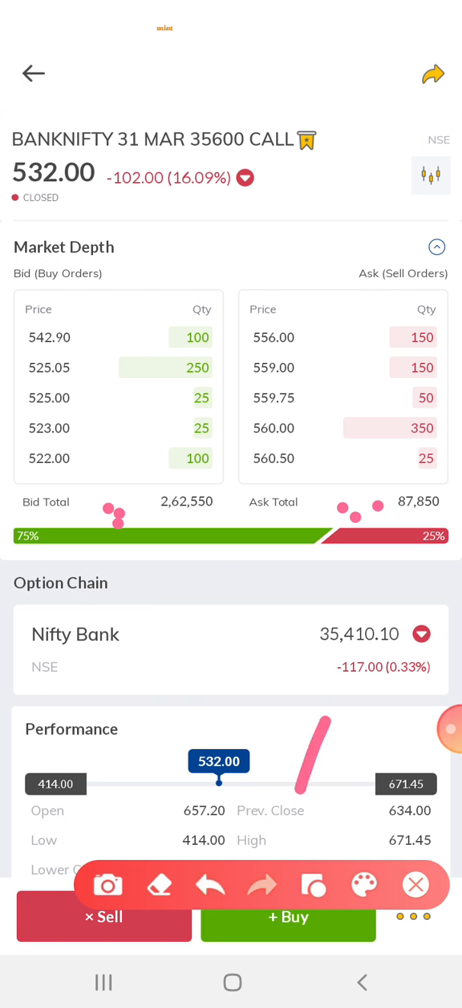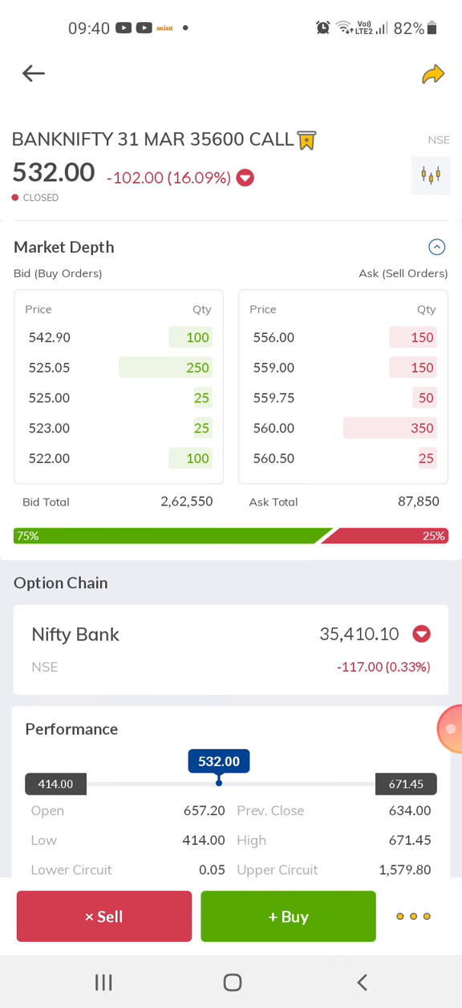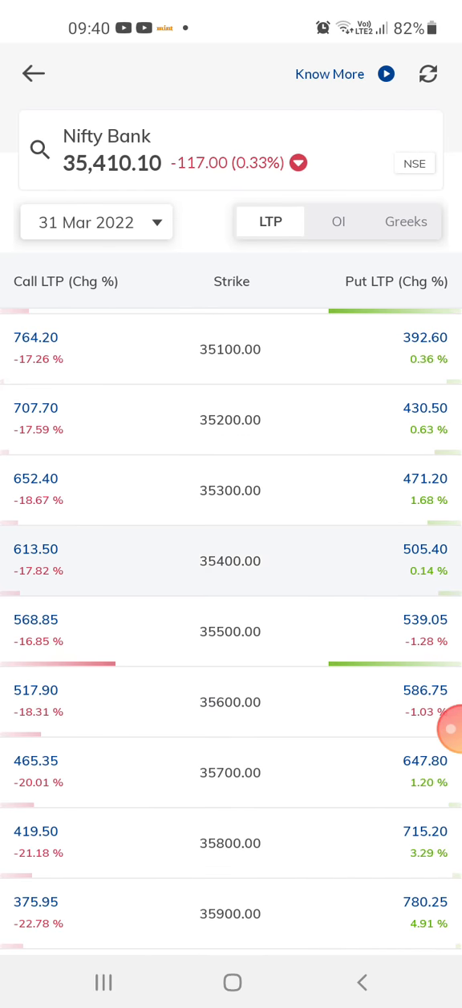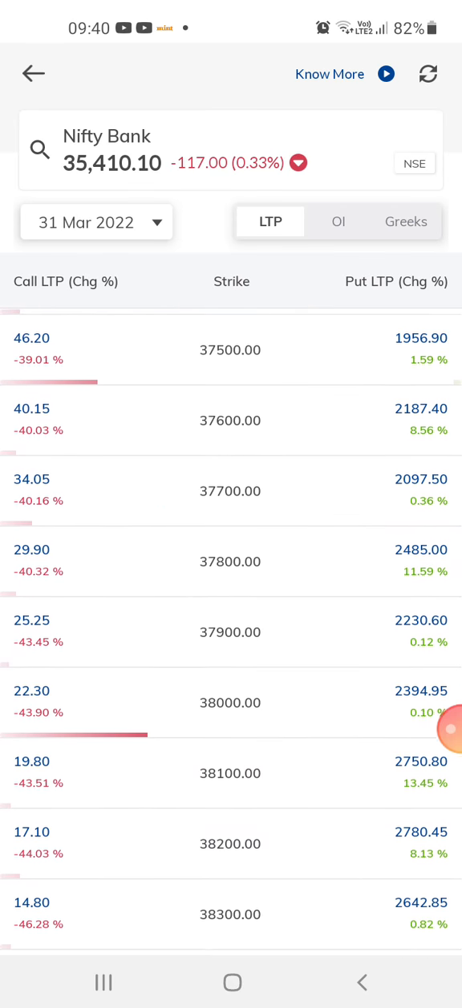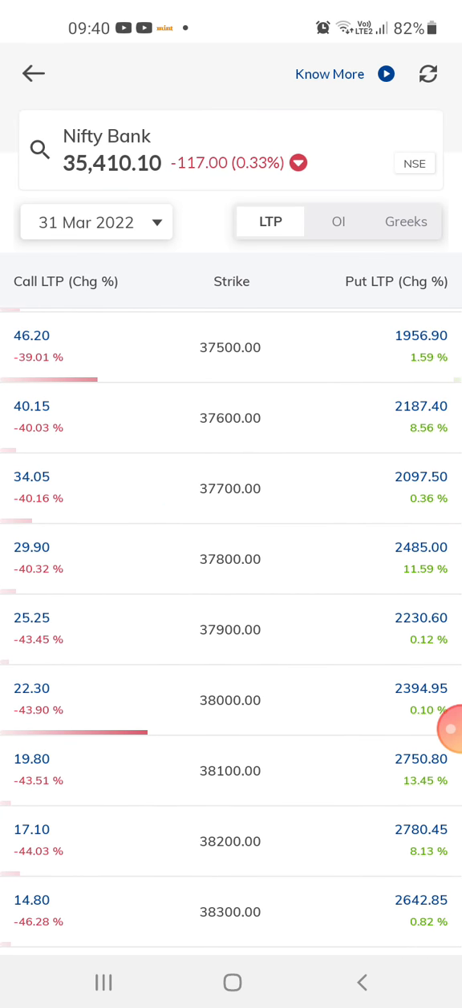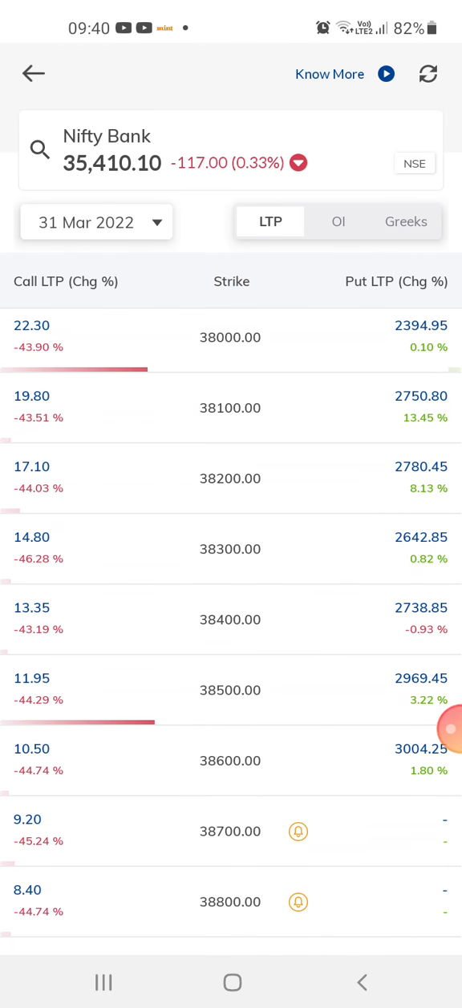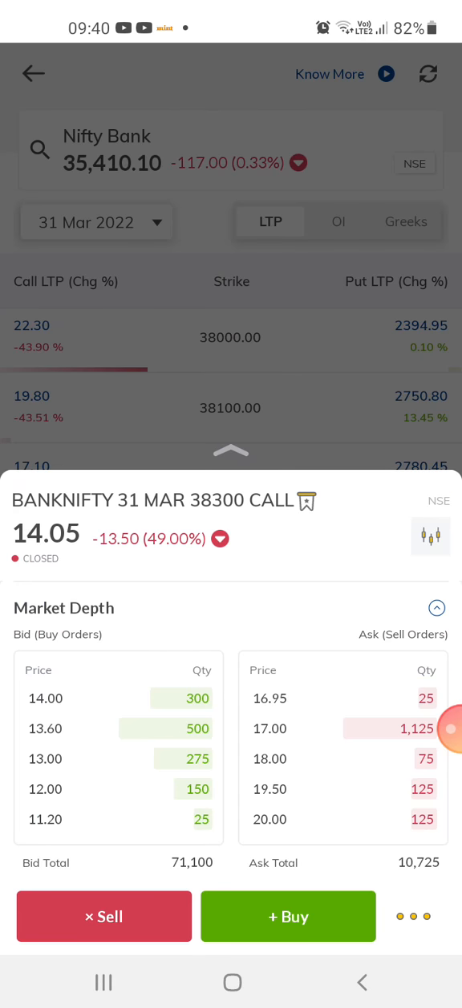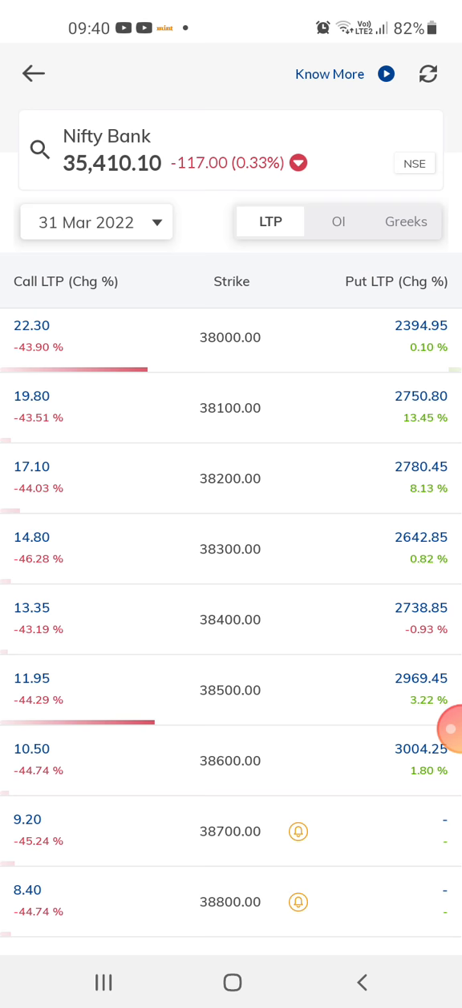This is the performance tab, and this is the option chain. Suppose you want to take Nifty from here, you can click on this and choose directly from here. It's very easy. I'm just so used to choosing from my own setup. You can choose from here and take any option, call or put, Bank Nifty.